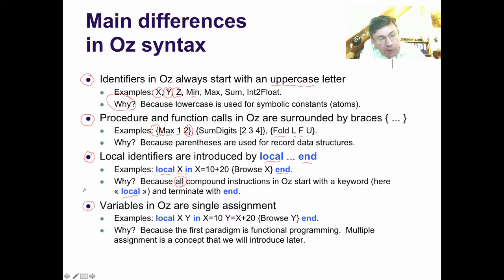And the final difference is that variables in Oz are single assignment. So we've already seen this in a previous video. So if I do local X, Y, I can bind X once and I can bind Y once to one value each time. So why is this? Well, this is because the first paradigm, the simplest paradigm in terms of concepts, is functional programming. Multiple assignment is an additional concept, and it will come later.